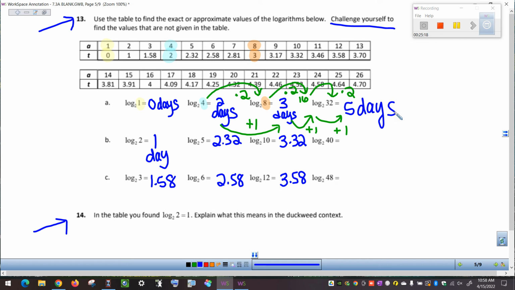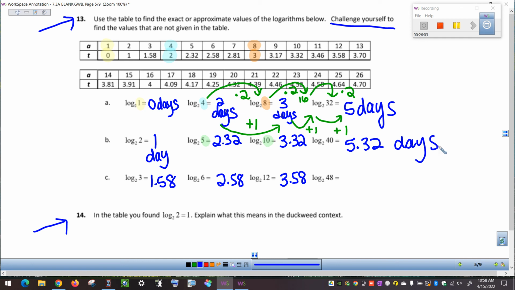And we have a really similar thing happening when we take a look at the second row. To go from an area of 5 to 10, it doubles. So on the bottom here, we add 1 day to get from 2.32 to 3.32. Now to get from 10 to 40, it doubles twice. So 10 times 2 is 20, and then 20 times 2 is 40. Because it's doubling 2 times, we add 2 days, and that gets us up to 5.32 days.